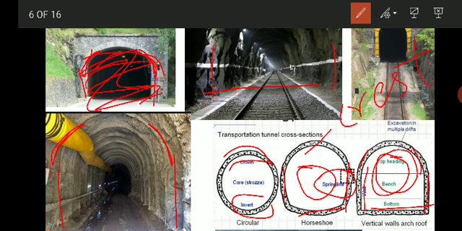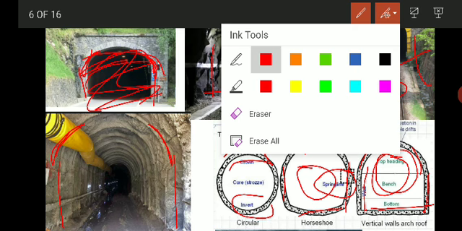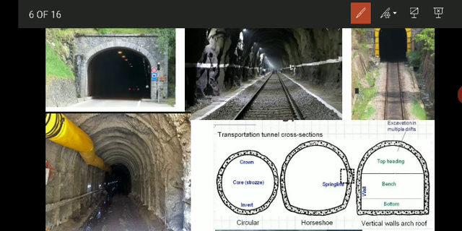Spring line is the line at which the tunnel wall breaks from sloping outward to sloping inward towards the crown of the tunnel. So that line is called the spring line. Okay, so these are the different parts of the tunnel.